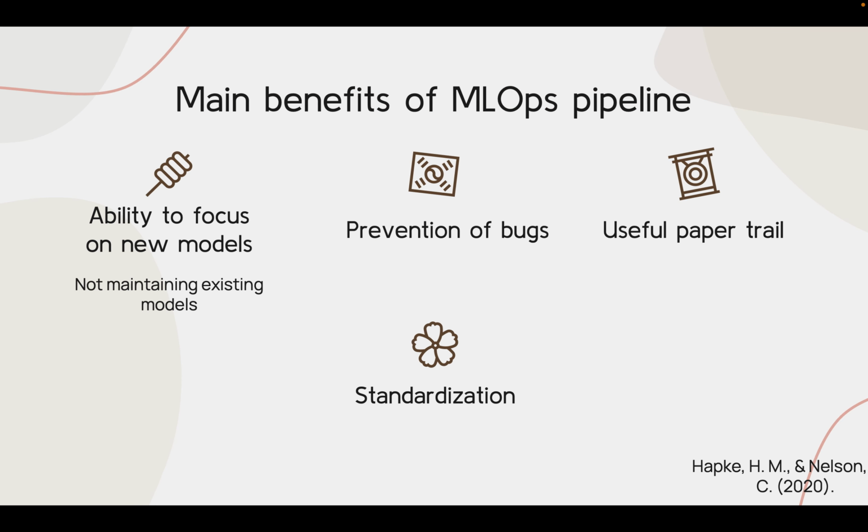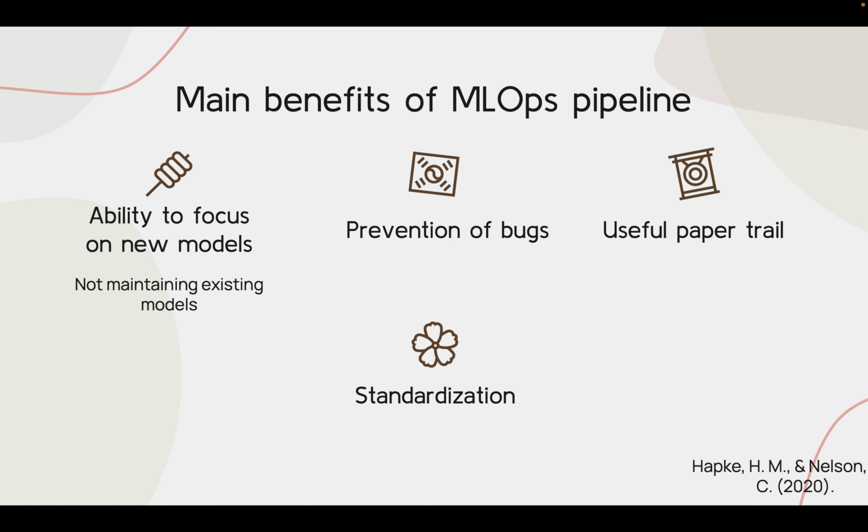Some other main benefits of the MLOps pipeline. The first one is the ability to focus on new models. That is similar to the automation that I talked about on the last slide. And the next is prevention of bugs. Automated pipelines can prevent bugs. Newly created models will be tied to a set of versioned data, and pre-processing steps will be tied to the developed model. So this means that if new data is collected, a new model will be generated. If the pre-processing steps are updated, the training data will become invalid and a new model will be generated.